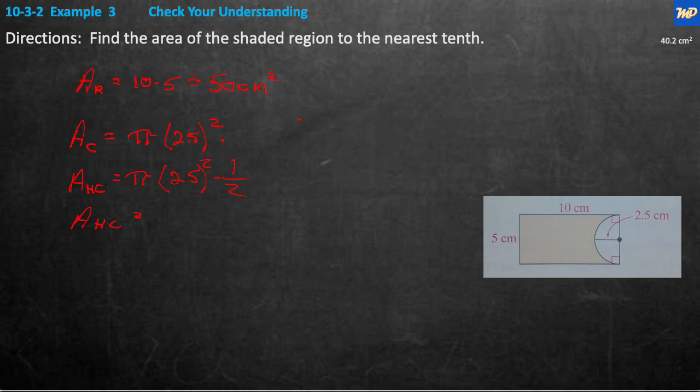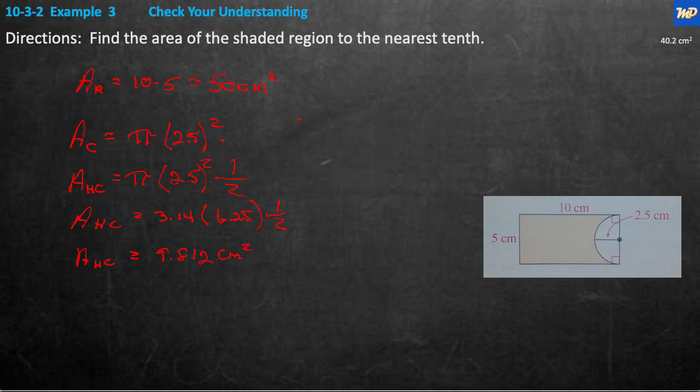Now 2.5 squared ends up being, well, I don't know, I've got to get out the calculator. Hold on. Okay, I've got the number now. It's 3.14 times 6.25, and that's times 1/2. So the area of the half circle is 6.25 divided by 2 times 3.14, and we get 9.812. And that also happens to be centimeters square.